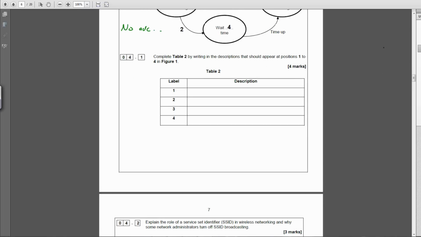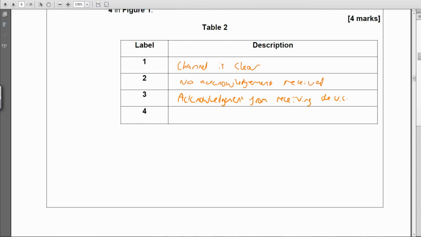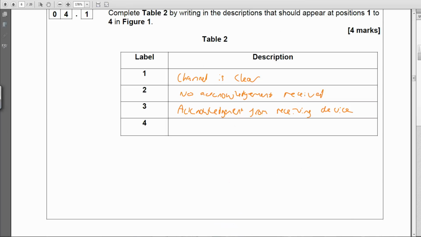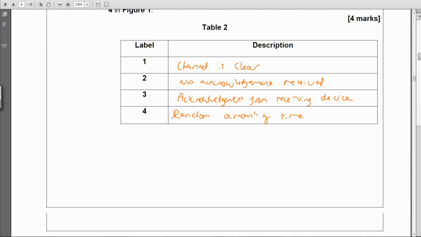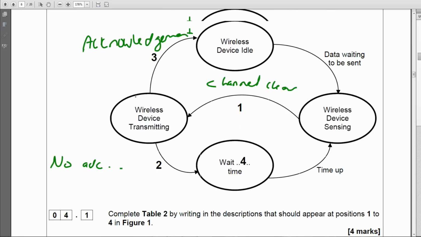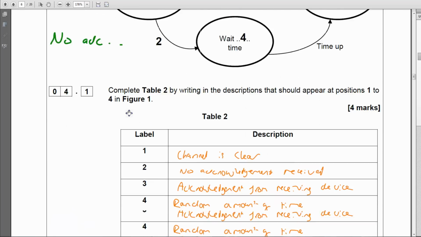So let's write this in. And the final one is wait for a random amount of time. So random, like I say, is really the key word. Okay, again, apologies for the handwriting. It's not actually this bad in real life, but graphics tablet makes it 10 times worse. Okay, so I reckon this is just filling in the blanks for this diagram.